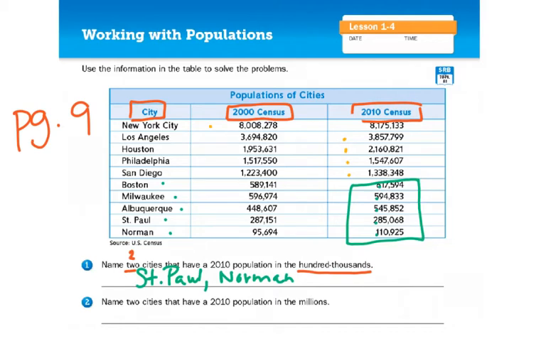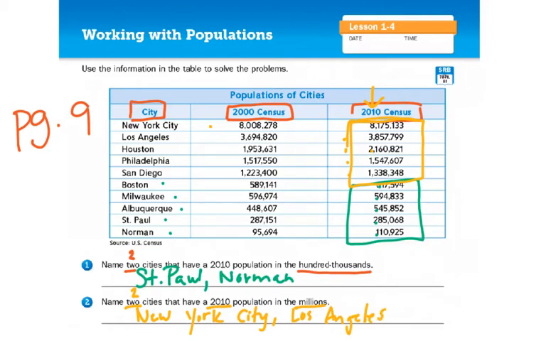Number 2, name 2 cities that have a 2010 population in the millions. So again, we're looking at 2010. And we said all those ones that I had a yellow dot by were all in the millions. 8 million, 3 million, 2 million, 1 million, and 1 million. I'm going to list 2 of them. New York City and Los Angeles.